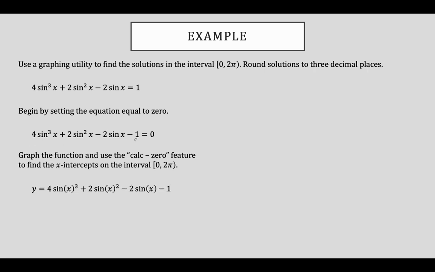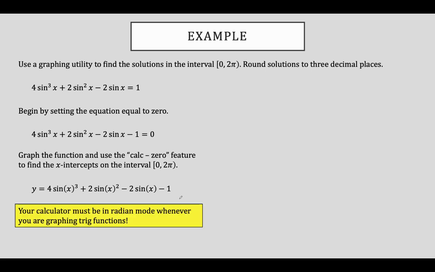Notice, to write sine cubed x, we're graphing this, so we want to go to y equals, and we're going to type in 4 sine of x. We close out sine of x and then put the exponent on the outside, right? That is sine cubed x. Plus 2 sine x, close our parentheses, power goes on the outside, squared, minus 2 sine x, close parentheses, minus 1. This is the function that we want to graph.